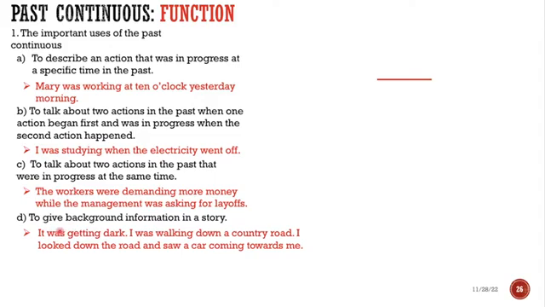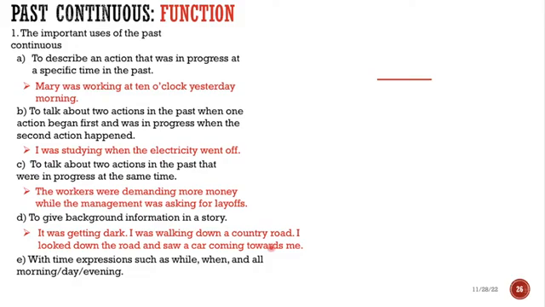You can see the first sentence, it was getting dark, and then, I was walking down the country road. Then I looked down the road and saw a car coming toward me. Okay, continue, everyone.